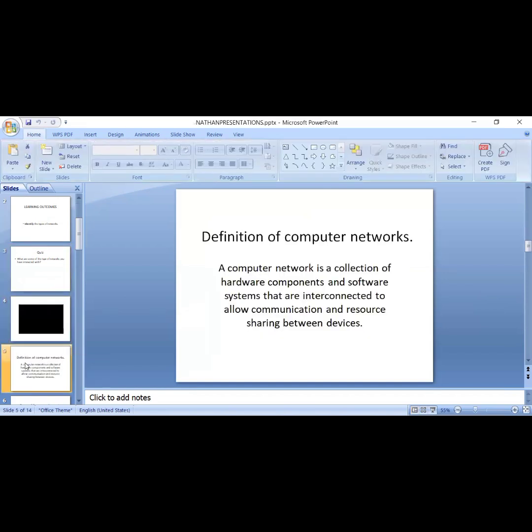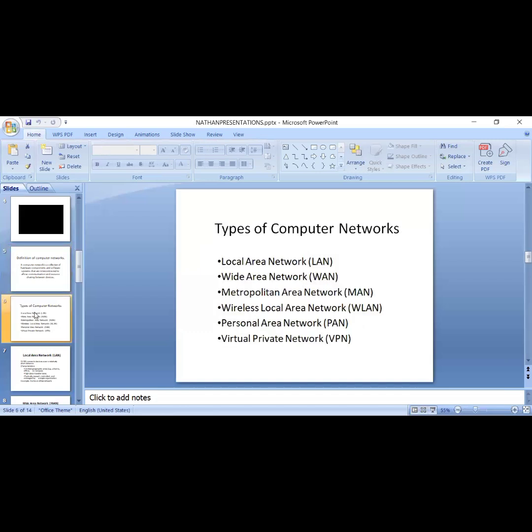Let's begin looking at each of them. We will begin with the definition of computer networks. A computer network is a collection of hardware components and software systems that are interconnected to allow communication and resource sharing between devices. In other words, for devices or computers to share information, we use what is called a network. Let's look at the types of network now.